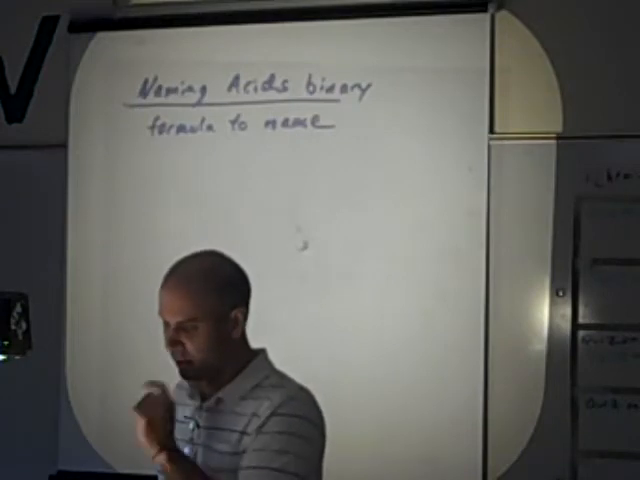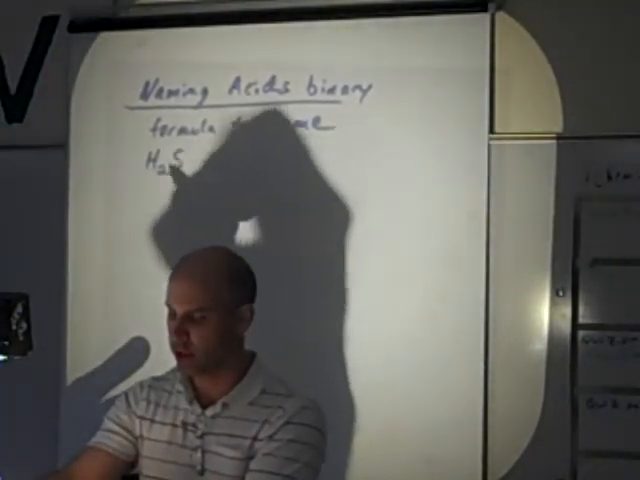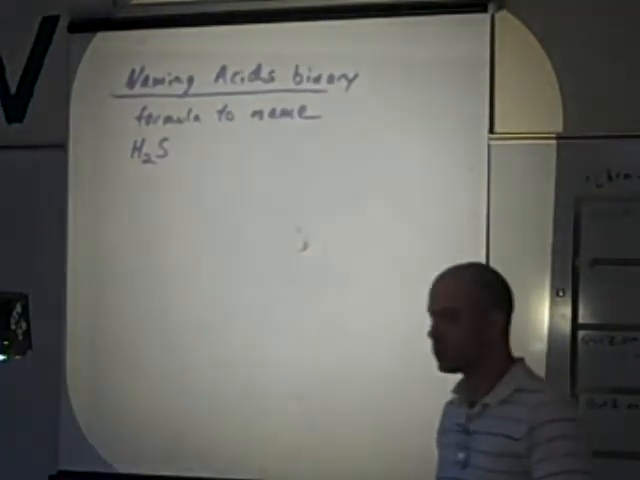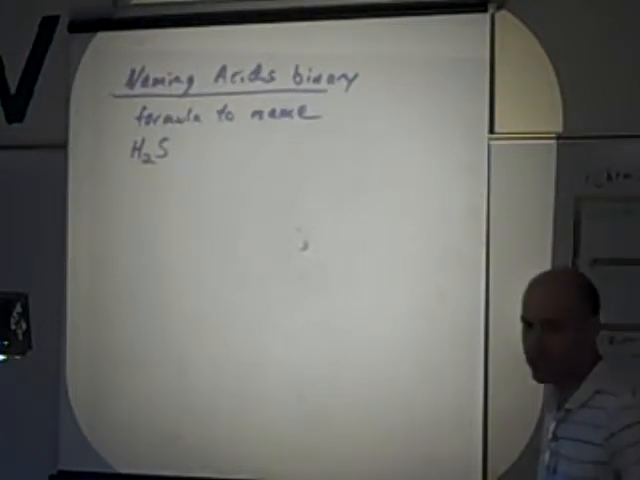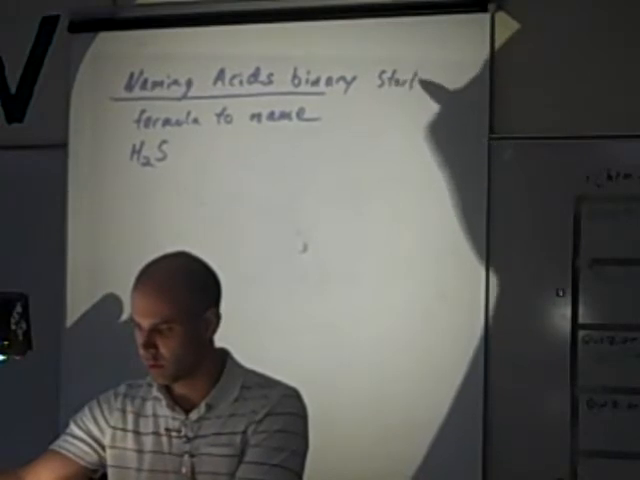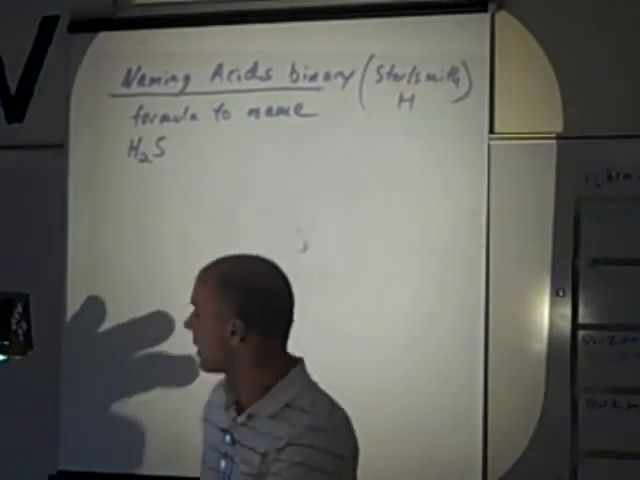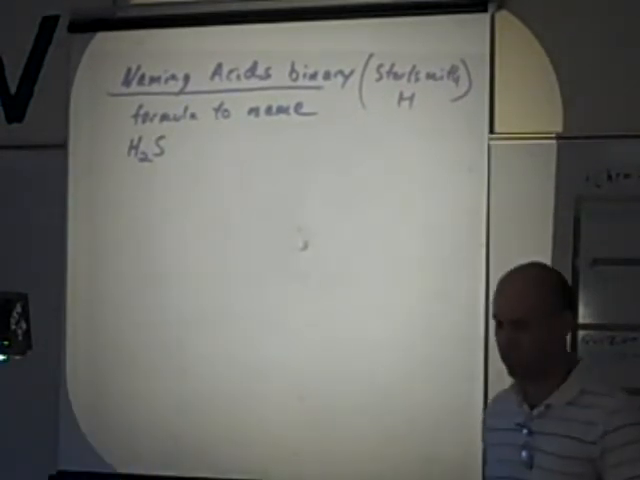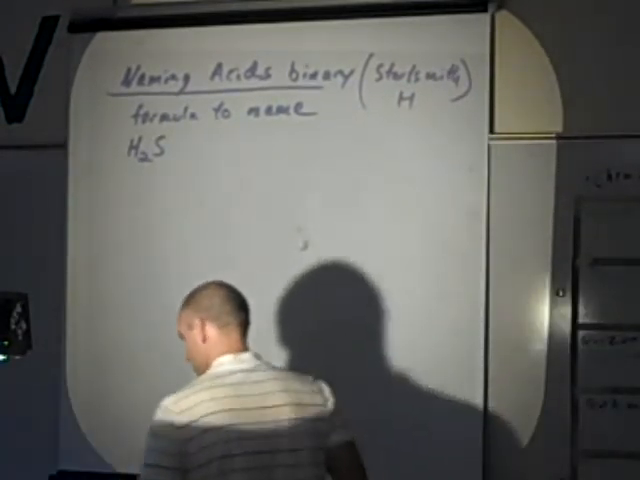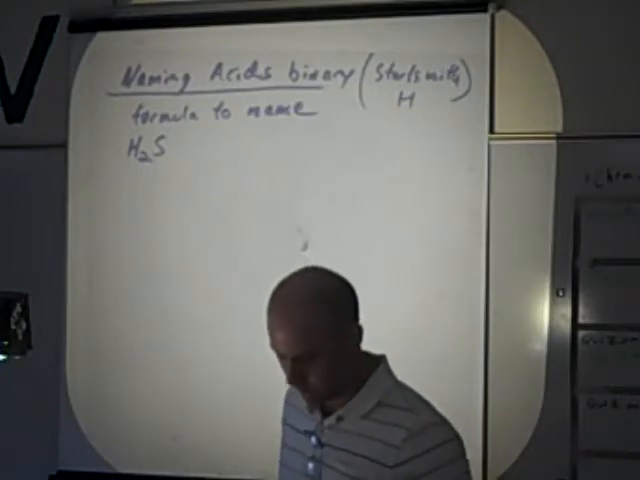So, suppose we have H2S. All acids start with the letter H. Okay? If it starts with the letter H, it's an acid. So, all acids start with hydrogen. That's H. Hydrogen, not helium. Starts with H, not He.